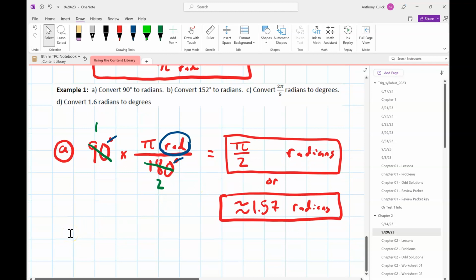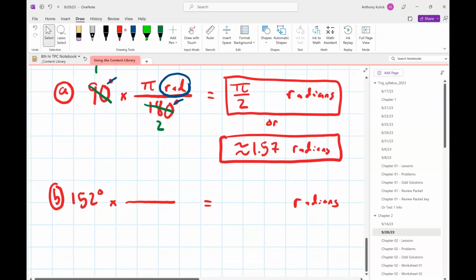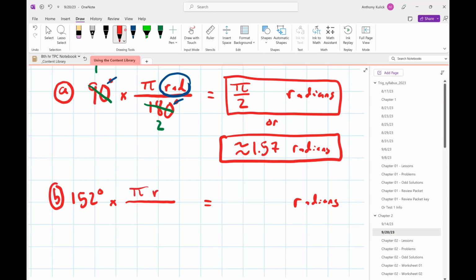Okay. Let's do the next one. We want to convert 152 degrees to radians. Okay. So if I want to convert 152 degrees to radians, what do I need to multiply it by? Pi over 180. Yes. It's the same problem, right? Taking degrees to radians, the conversion factor will be the same.